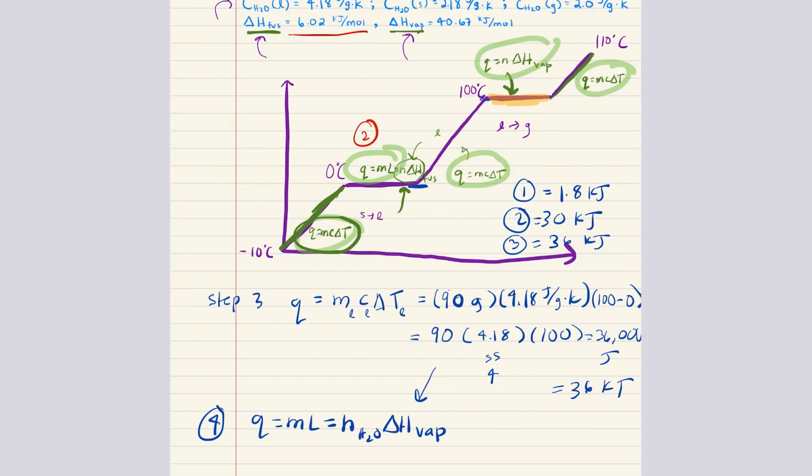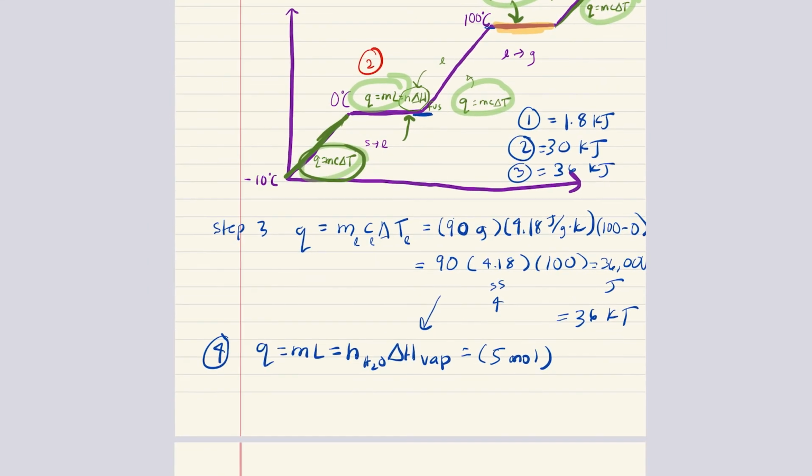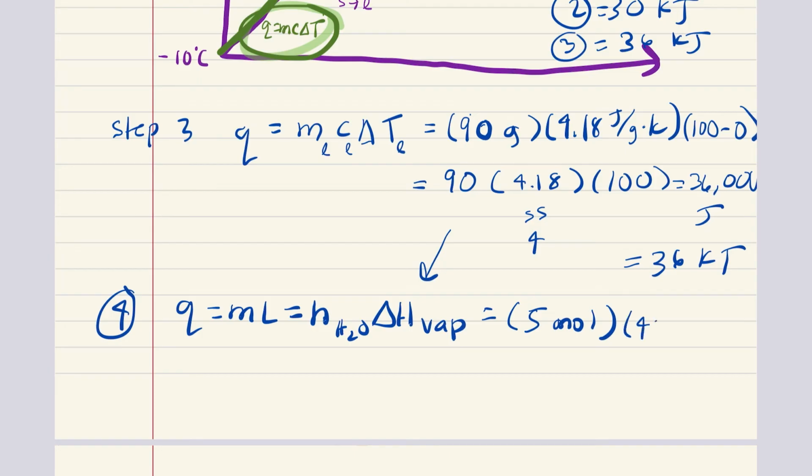All right, so Q equals ML equals number of moles multiplied by delta H of vaporization. So we calculated number of moles, 5 moles. Now what's delta H of vaporization? We're also, thankfully, given that. It is 40.67 kilojoules per mole. So 40.67 kilojoules per mole.